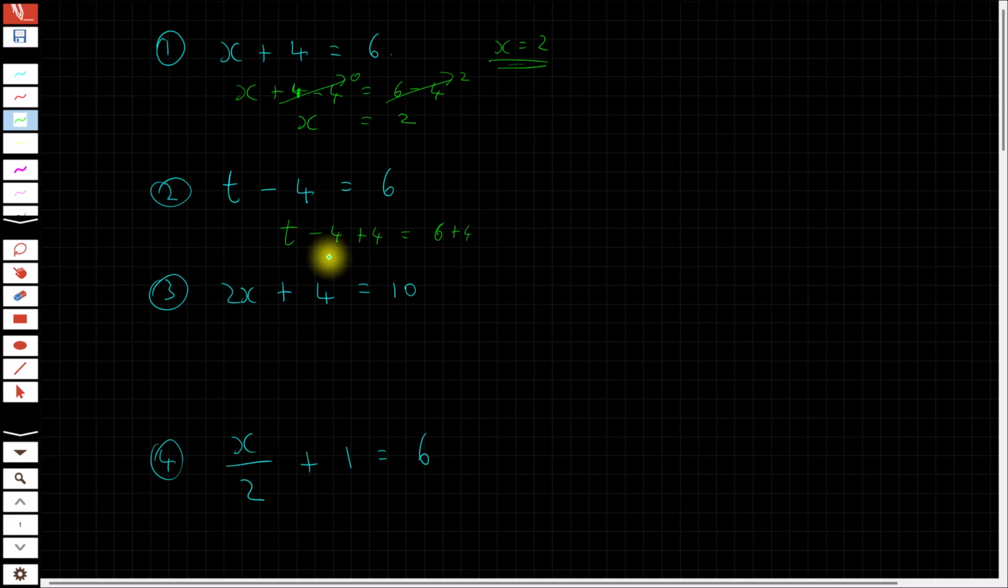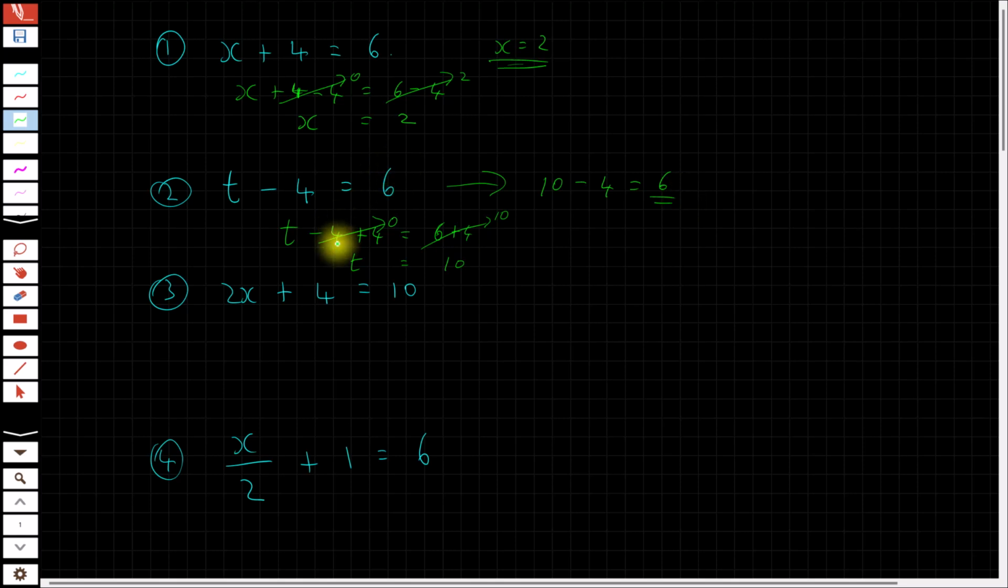So negative 4 plus a 4, that is 0. So all this is 0. 6 plus 4 is 10. So we have t equals 10. We can check our answer here. 10 take 4, what does that equal? That equals 6, which is what we want on the right hand side.